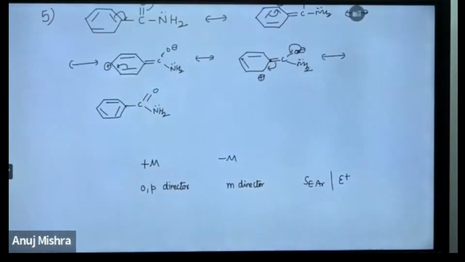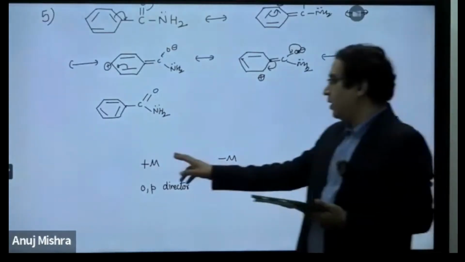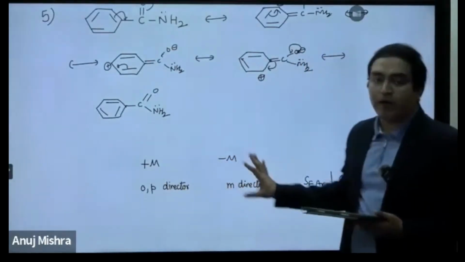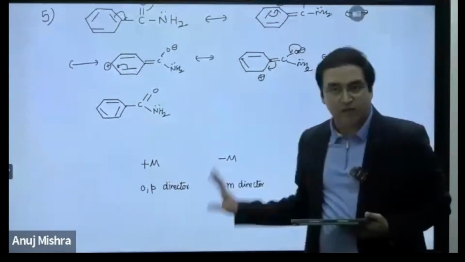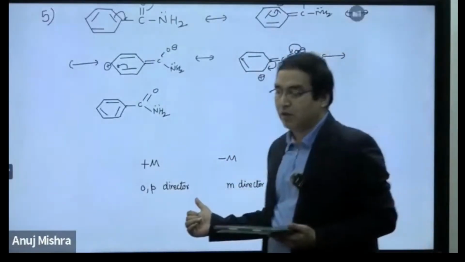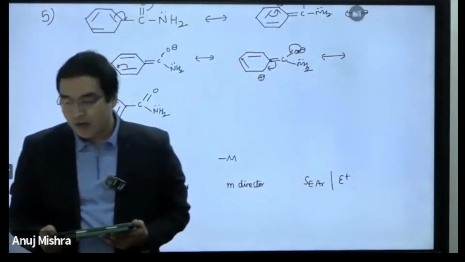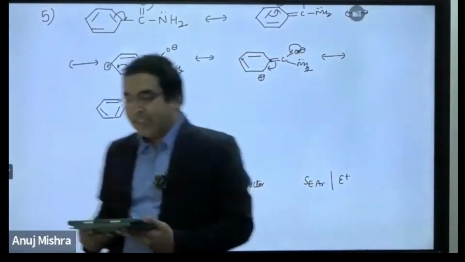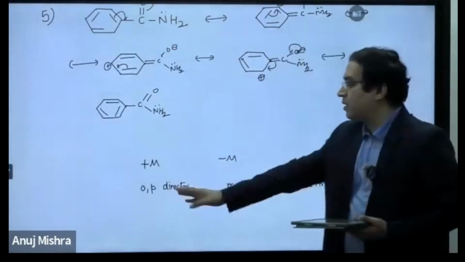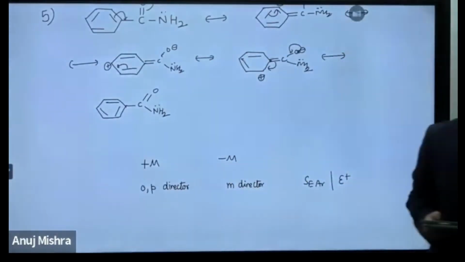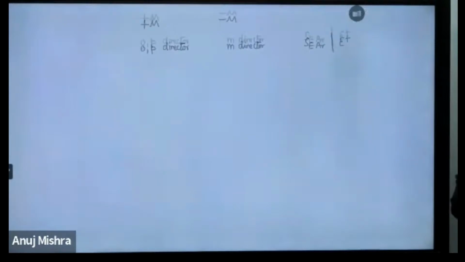Now what I'm writing here is plus M groups, OP director, minus M group, meta director. I hope I explained the reason for the same and you have understood also. Anyone having any confusion, please ask. Chinmay, any doubts? Niharika, Adya in this line? SEAR reaction, electrophilic substitution: plus M is OP director, minus M is meta director. Any doubt in this? No doubts?